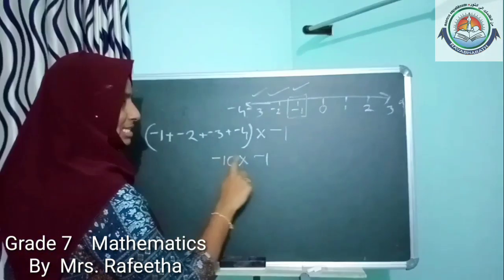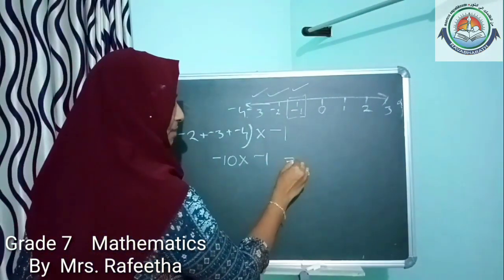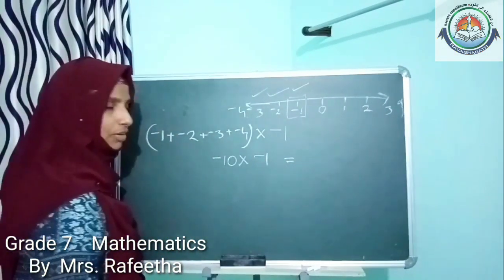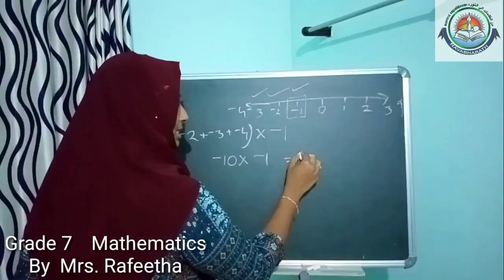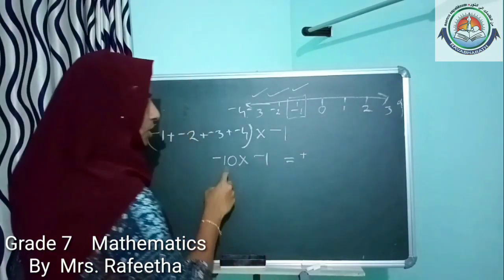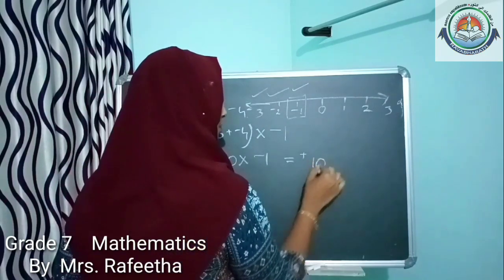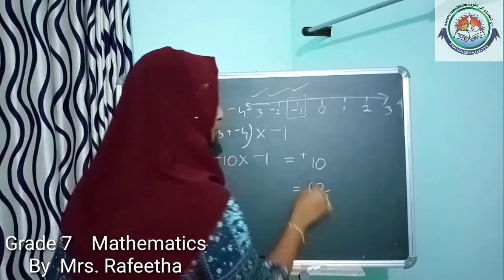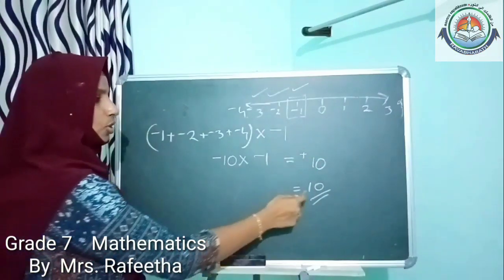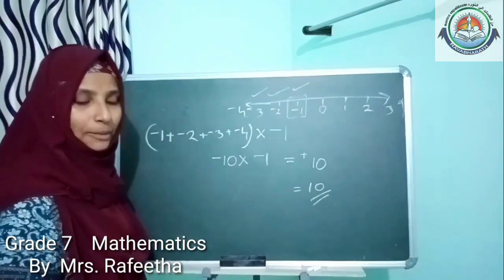Now, this we know that. That is, if minus is multiplying with minus, same sign we want to multiply. But what will be the answer? The sign is positive. So 10 multiplied with 1, so 10. So the answer is 10 itself. No need of putting this positive sign. Okay. So here we are getting 10.